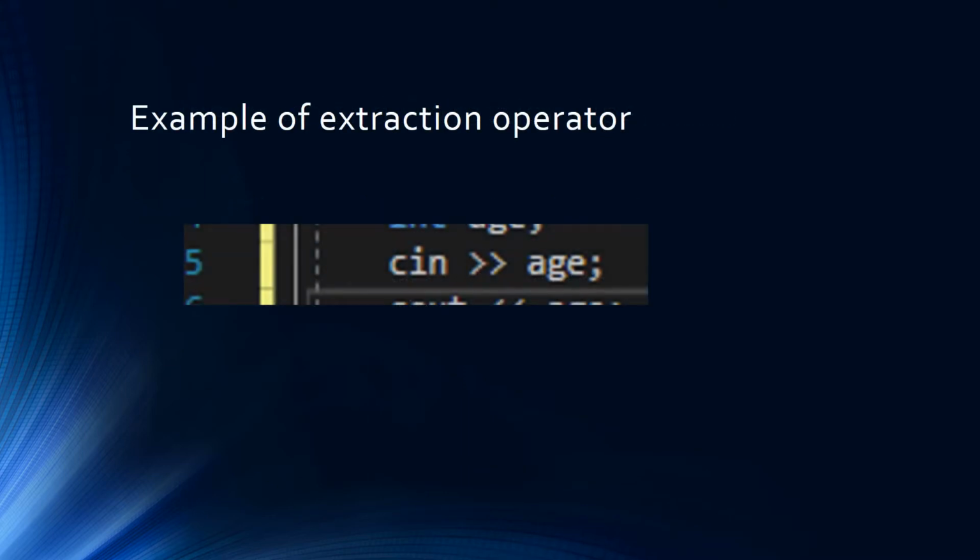And here's an example of an extraction operator. It's pretty much just two greater than symbols. Right here, receiving the data from the user, I'm using the extraction operator with age.